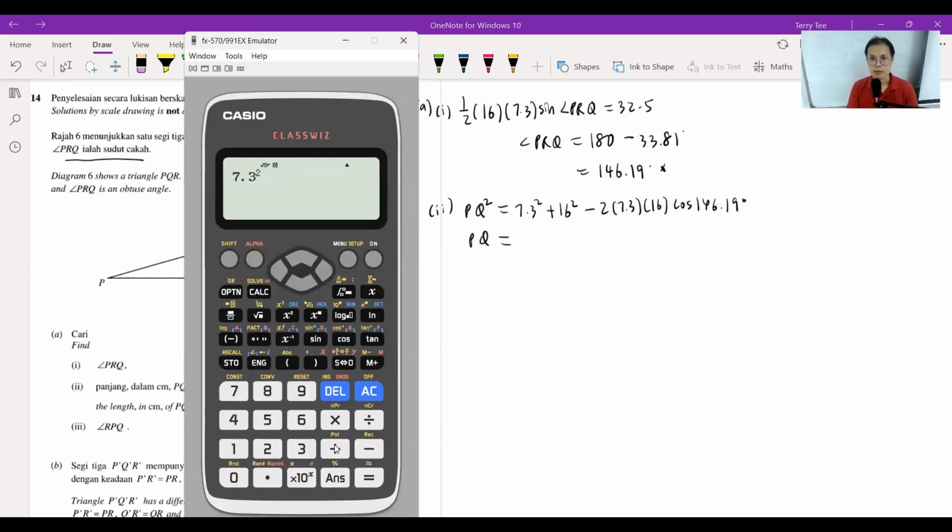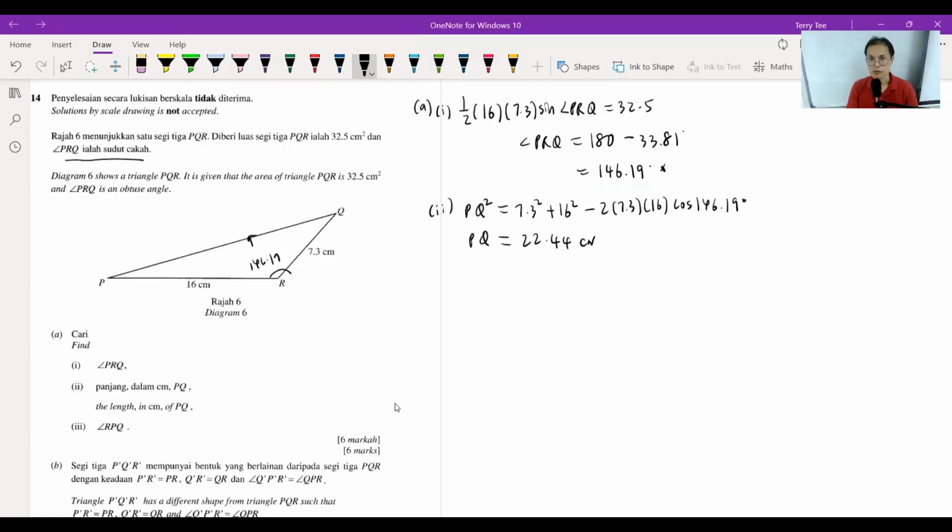7.3 squared plus 16 squared minus 2 times 7.3 times 16 cos of this angle, 146.19. Whatever I get here, square root, answer 22.44. Yeah, PQ is 22.44 cm. Okay, next, find angle RPQ.